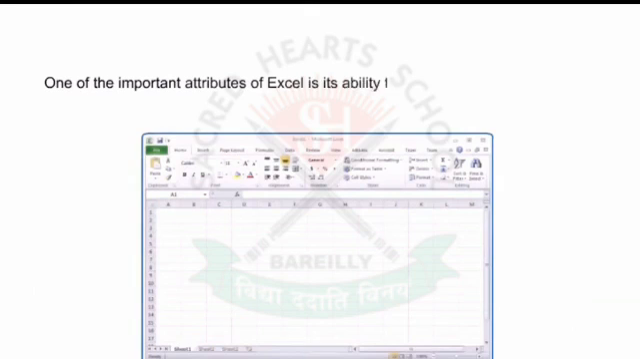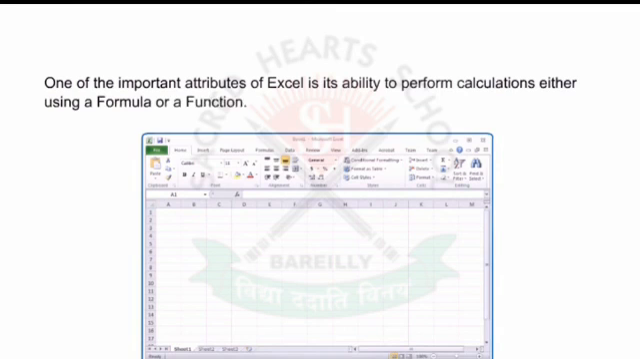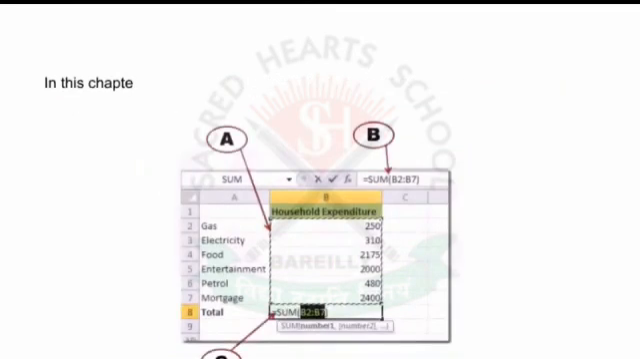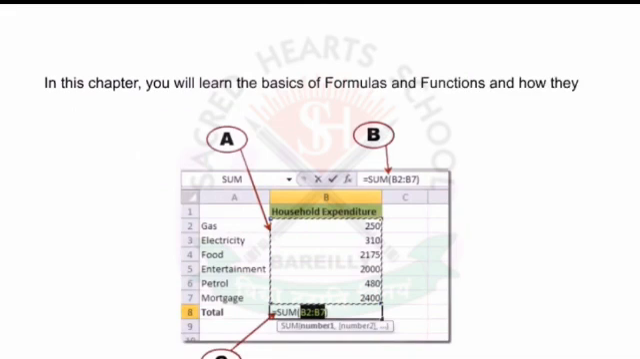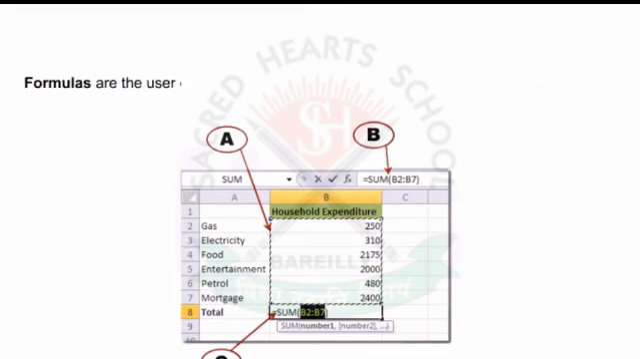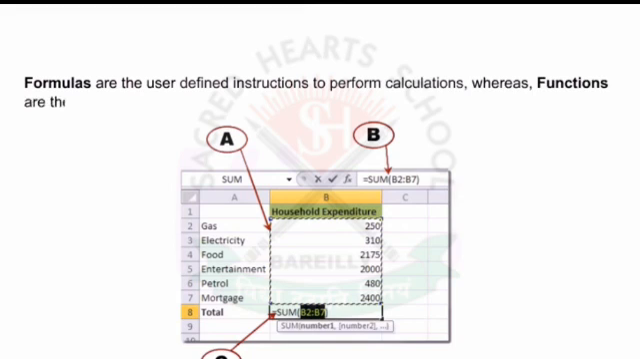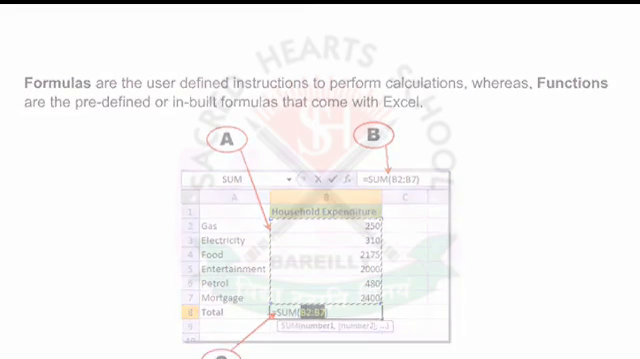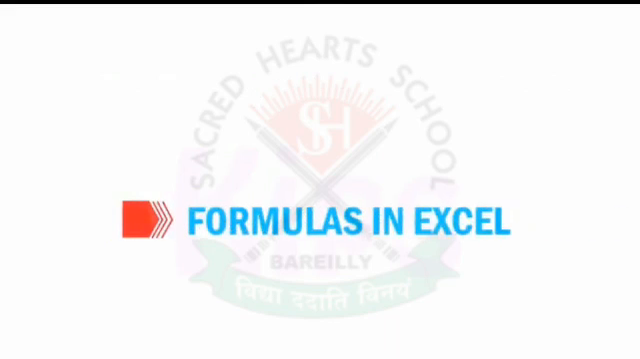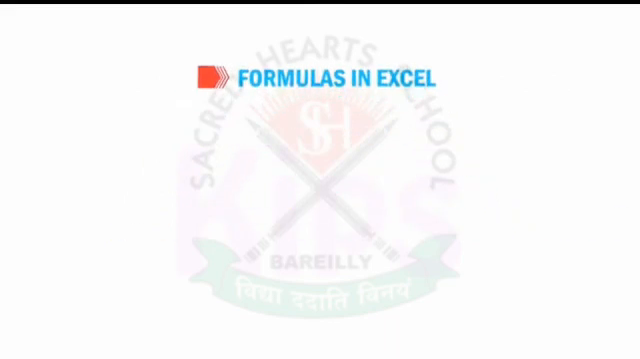One of the important attributes of Excel is its ability to perform calculations, either using a formula or a function. In this chapter, you will learn the basics of formulas and functions and how they can be used in different scenarios. Formulas are the user-defined instructions to perform calculations, whereas functions are the predefined or inbuilt formulas that come with Excel. Students, let us first start with the formulas in Excel.